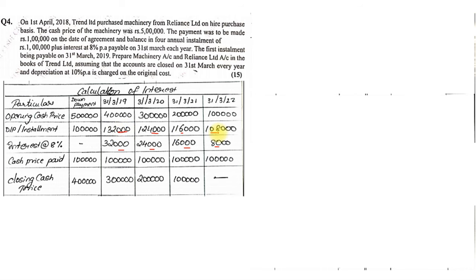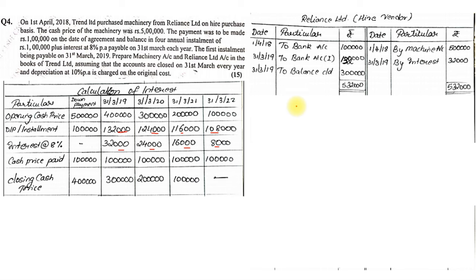Now let us start with the Reliance Limited account. Now the first thing will always be, because in machinery we had written first to Reliance, so in Reliance it will become by machinery on 1st April 5 lakh. On the right side only two things can come: one is the opening balance and second is the interest. For the first year the interest is 32,000. On the debit side only two things can come: one, the down payment, which will only be in the first year, and after that only one thing will come, that is the installment value.